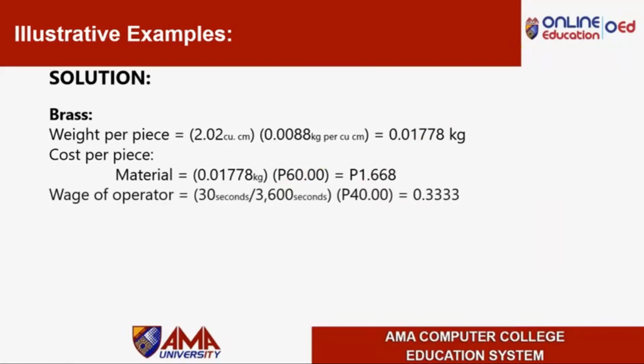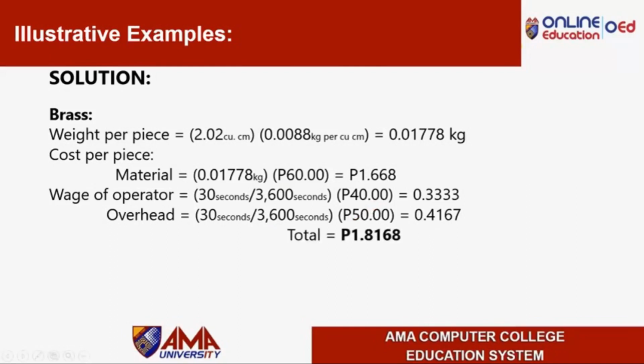Then for the wage of the operator, the time is 30 seconds. So 30 seconds divided by 3,600, which is equal to 1 hour, multiplied by 40 pesos, the wage of the operator per hour, is equal to 0.333. Then the overhead, again, 30 seconds divided by 3,600 seconds multiplied by the overhead cost, which is 50 pesos per hour, is equal to 0.4167. So the total now is 1.8168. So which is better to use?